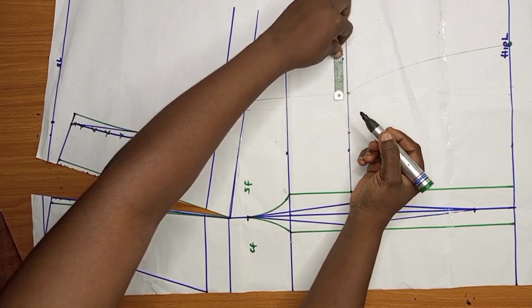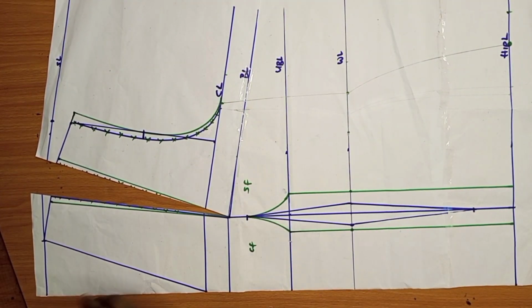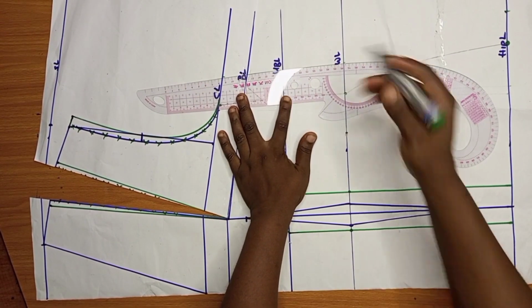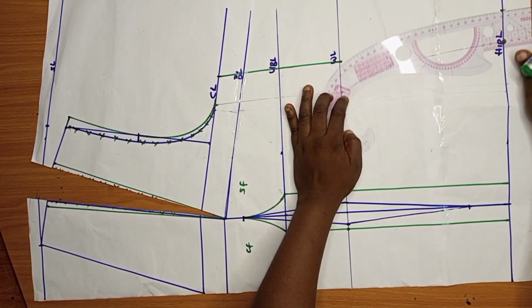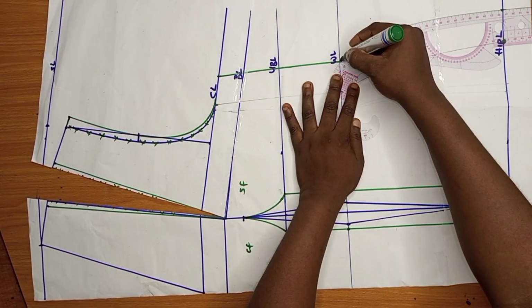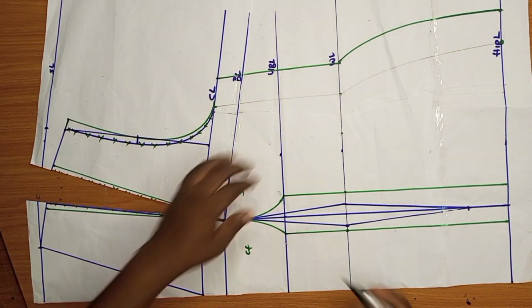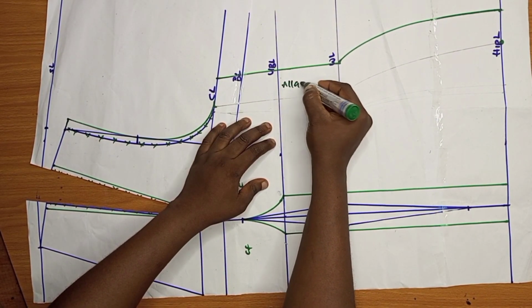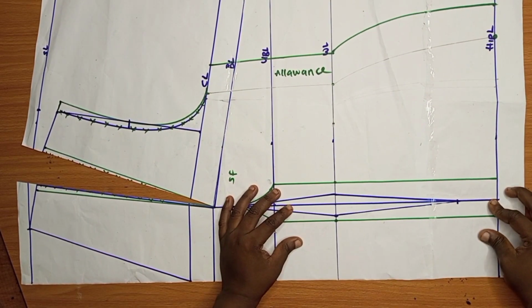Now after cleaning it, I'm going to be adding my allowance of 1.5 inches, and then I'll go ahead to connect it with my marker. Now you can actually add your allowance while cutting on your fabric, but I like adding my allowance while cutting on my paper. So I'm just adding 1/2 inch stitching allowance all around. So I've gone ahead to label this my allowance.